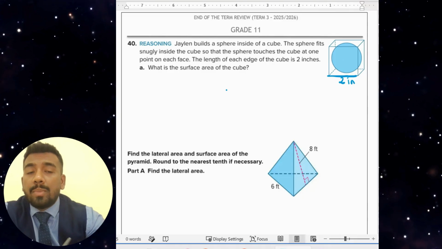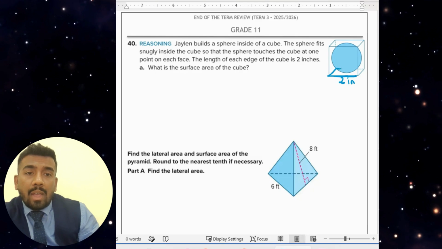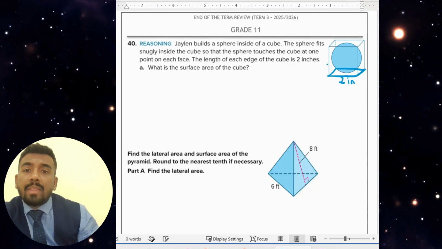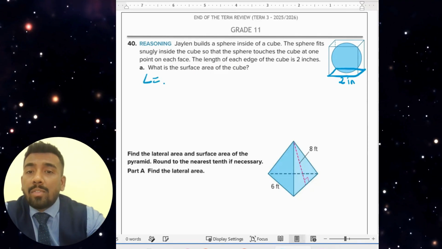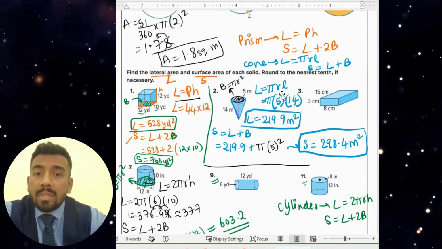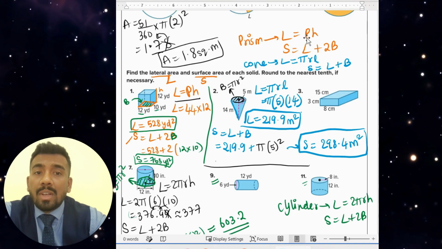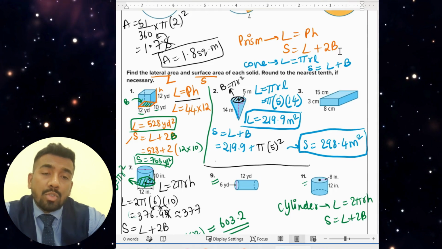Now what is the cube? Everybody knows what a cube is. Cube is a prism, right? So you have a lateral area and then you have a surface area. Now what is lateral area? We did the lateral area for the prism up. If you don't remember, go up, see the formula. For a prism, the lateral area is PH, and the surface area is L plus 2B.